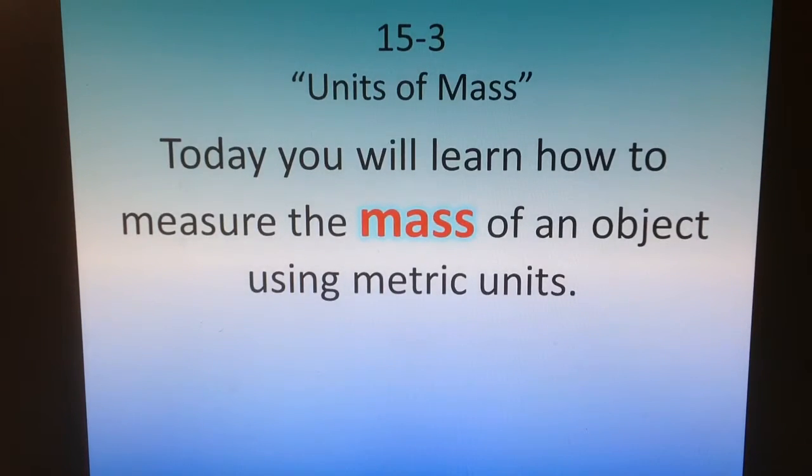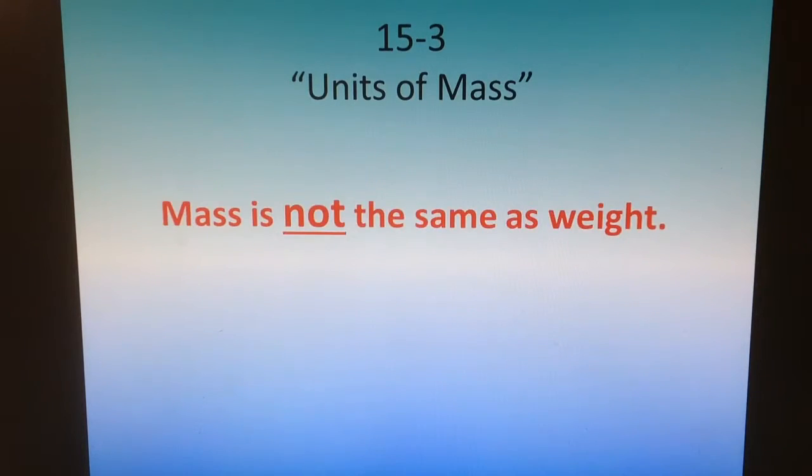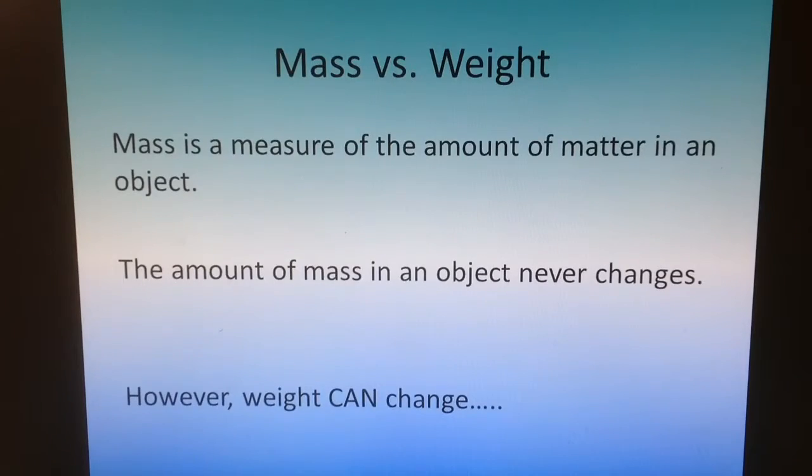Today you'll learn how to measure the mass of an object using metric units. The mass of an object is a measure of the amount of matter in an object. It's a little different than weight. Mass is not the same as weight, although they tend to get spoken about the same way most of the time. Here's the difference. Mass is a measure of the amount of matter in an object.